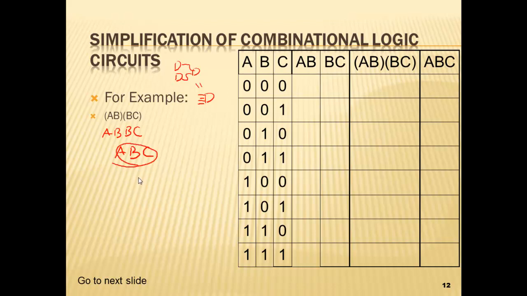To do the truth table, though, we want to do both versions. We want to do the original and the simplified. The original, don't try to do the middle one. Do it exactly like it is right there. Don't do anything different to it, okay? Just do the AB, BC, and ABC. Let me erase that for you.